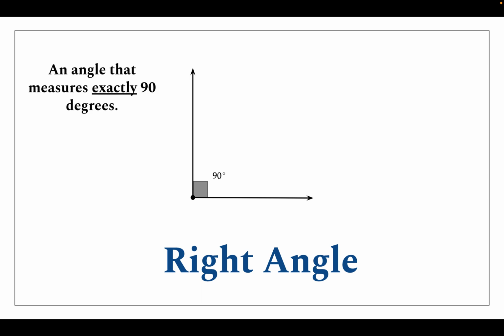Right angles measure exactly 90 degrees. Not bigger, not smaller, only 90 degrees. And it's usually identified with a square right here at the center, at the vertex.